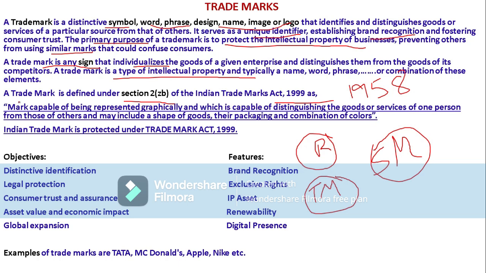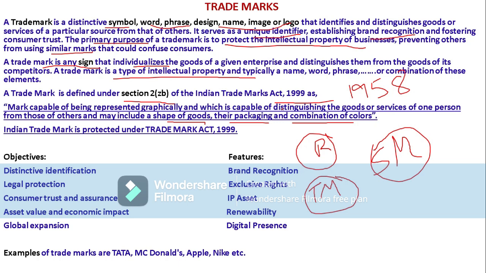The mark is represented either on paper or on the computer, and is capable of distinguishing the goods or services of one person from those of another, and may include the shape of goods, their packaging and combination of colors. All may be included in the mark. So a mark should be capable of being represented graphically, capable of distinguishing the goods and services of one person from another, and also includes the shape of goods, their packaging and combination of colors.